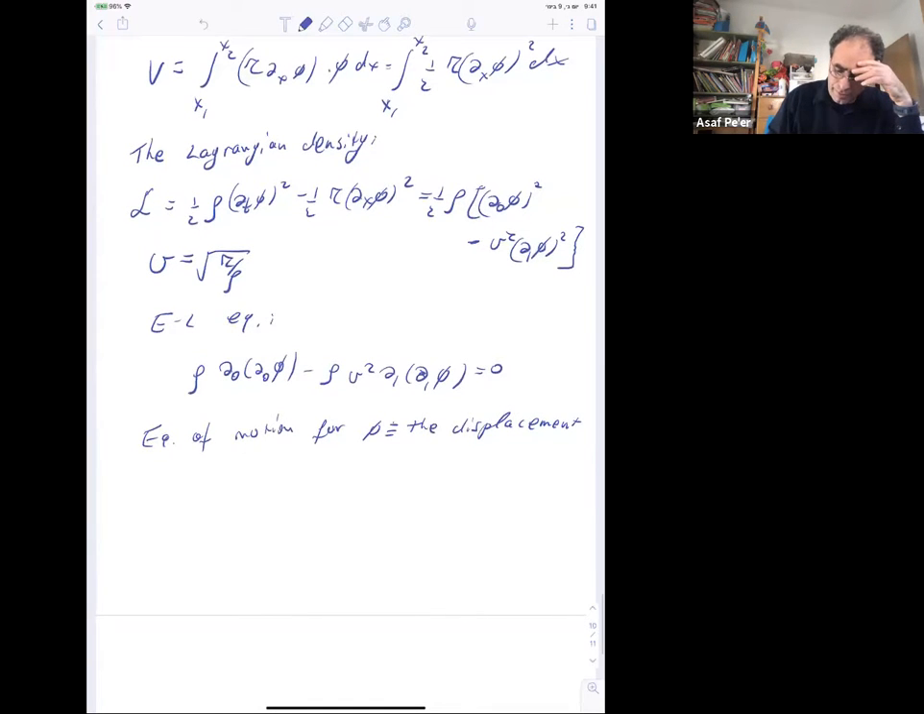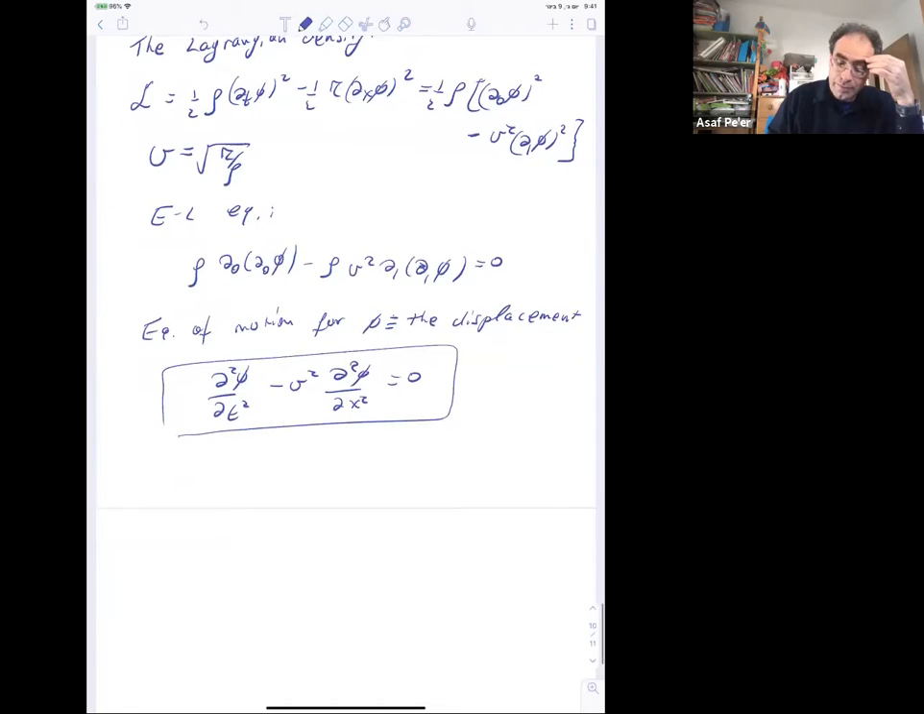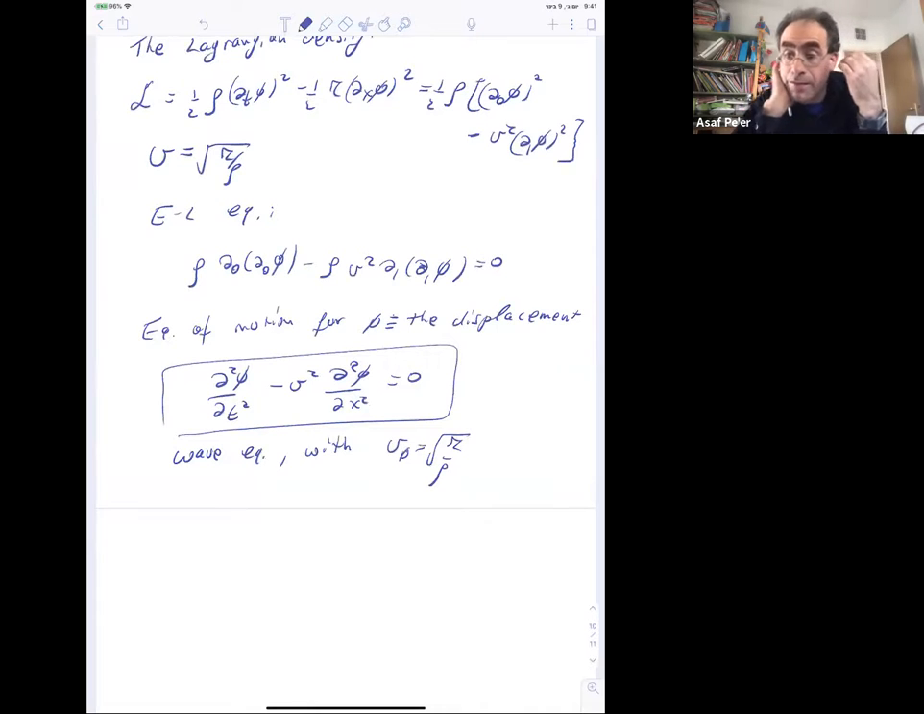What do we have here? It's d squared phi over dt squared minus v squared d squared phi over dx squared is equal to 0. What equation is that? How do we call this equation? Wave equation? Exactly, this is a wave equation, very good. The phase velocity is the square root of tau over rho. So the Lagrangian density gives us the wave equation of the field.